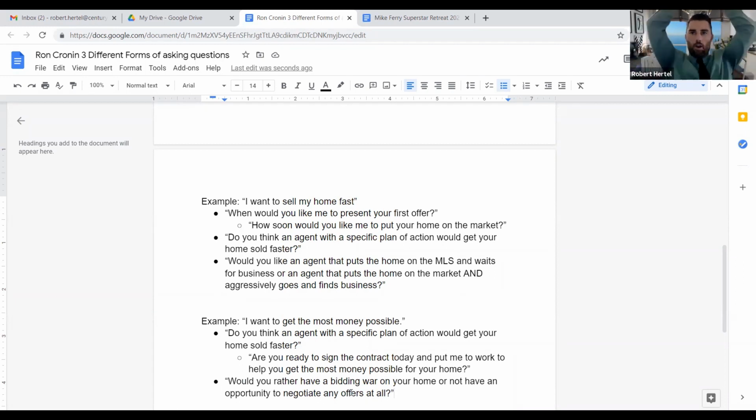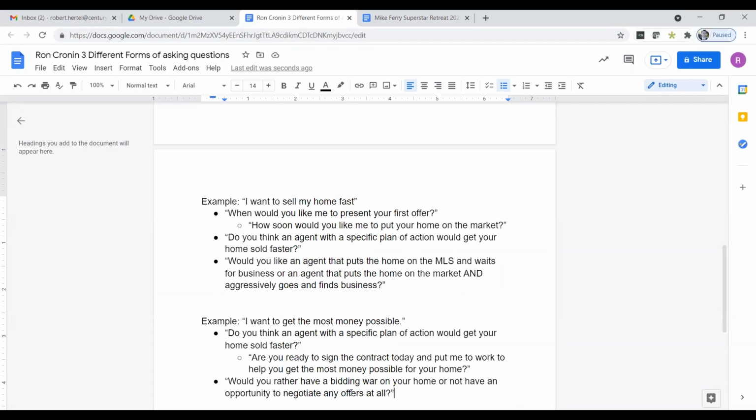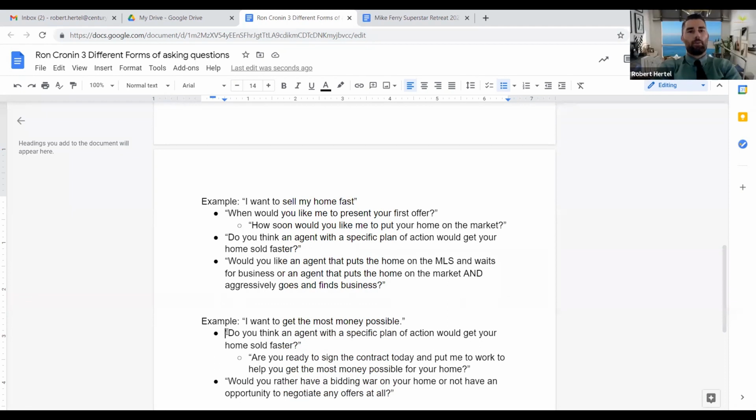Who, what, when, why, how for this? You can just ask them what that price is. What is a question we ask in the prequal that could be used right here?